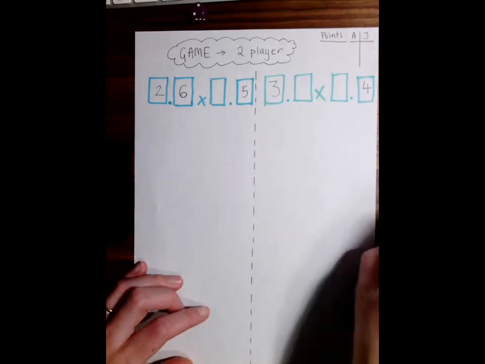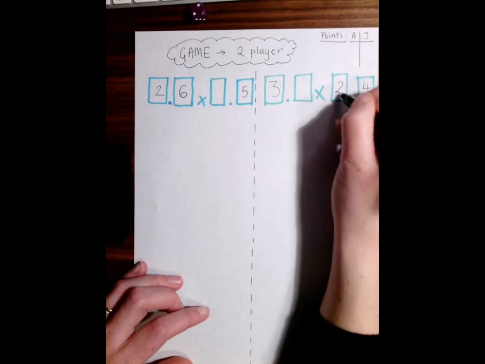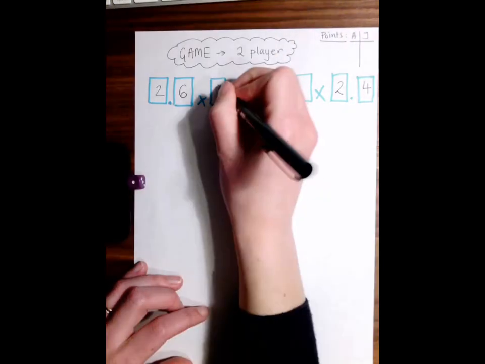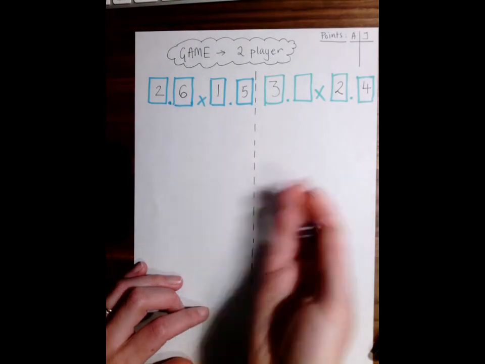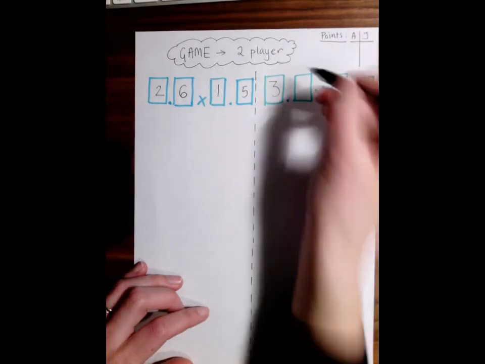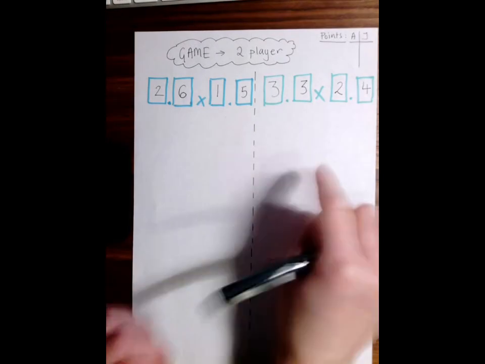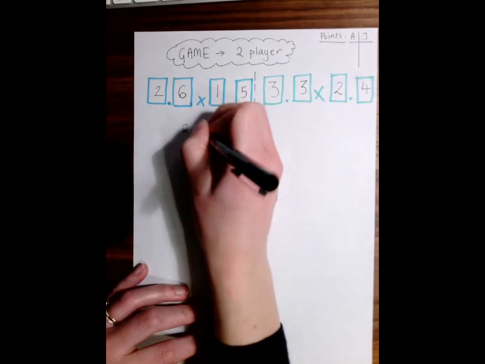So green player's got a 2. That's good. Put 2 there. Blue player got a 1. So that's also looking good now. And finally the green player also got a 3 here. Then both players can do their calculations.